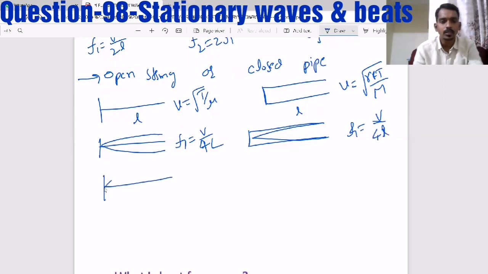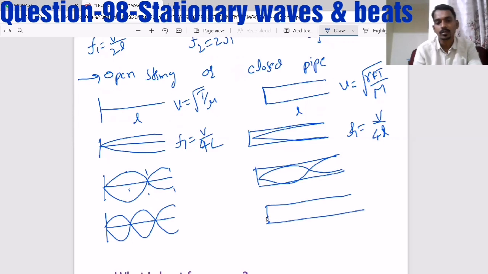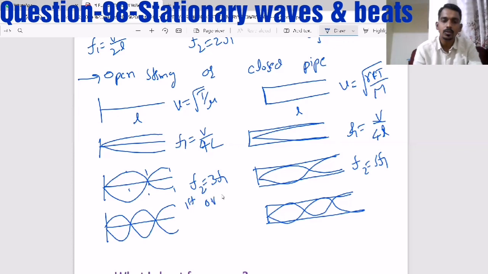Now the next possibility is like this. Same thing here also. See, first case 1 half loop. Next 1, 2, 3 half loops. Next 5. Like this. Here also same. So here the second one, when you consider, it will become 3 times the fundamental frequency. That means third harmonic. So this is the first overtone or third harmonic.